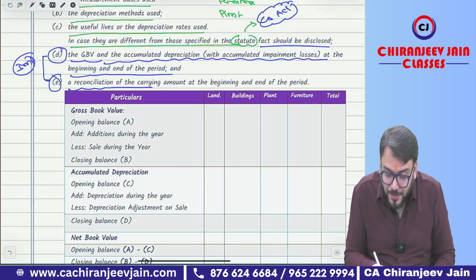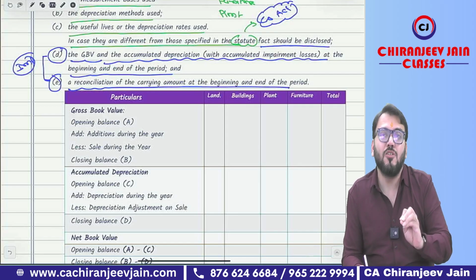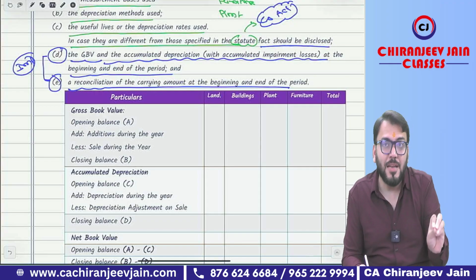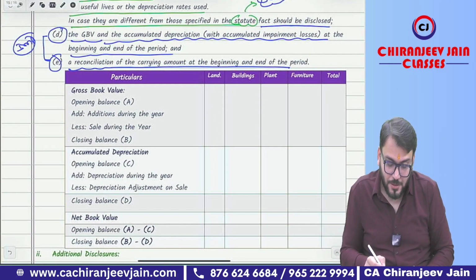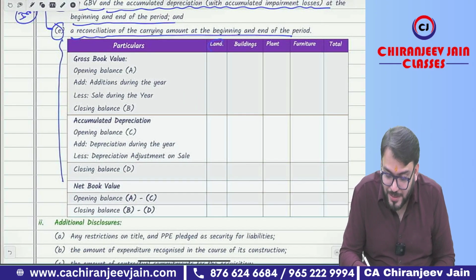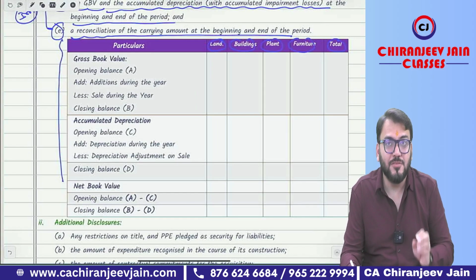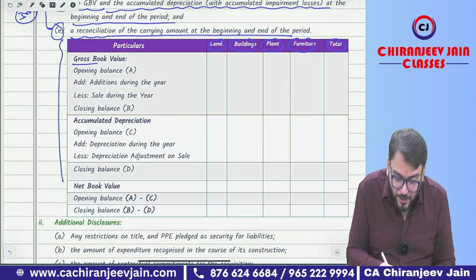A reconciliation of carrying amount at the beginning and at the end of period. We need to also do reconciliation of carrying amount at the beginning, opening balance and closing balance. So this format I have given from exam point of view. So first we should write down all the class of asset given as per the information in the question. Then first we write down gross book value. Here we write down opening balance.